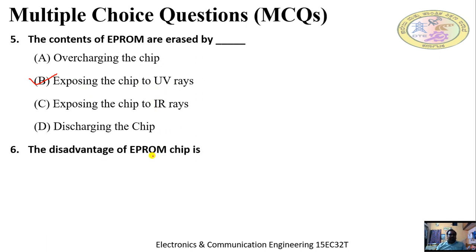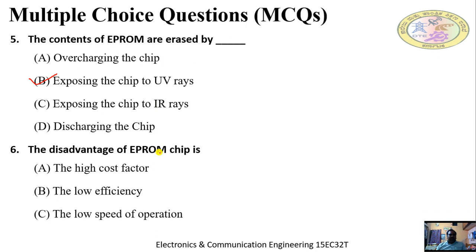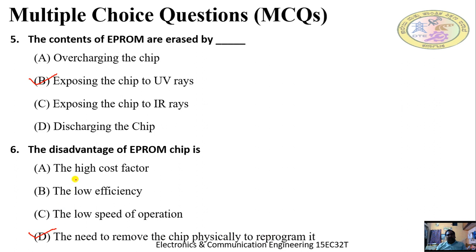Sixth one, the disadvantage of EEPROM is: first, the high cost factor; second, low efficiency; third, low speed of operation; fourth, they need to remove the chip physically to reprogram it. Obviously, the answer would be the fourth one, because to do the erasing operation on the EEPROM, it has to be physically unmounted, removed, and exposed to the UV rays. That is the major disadvantage.